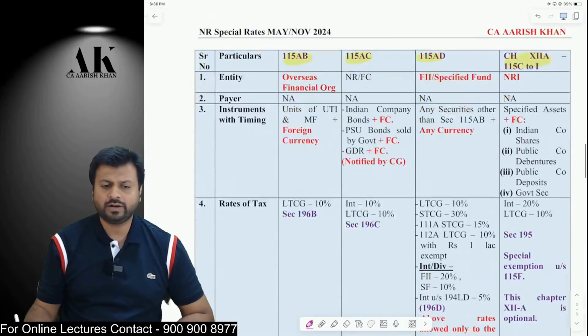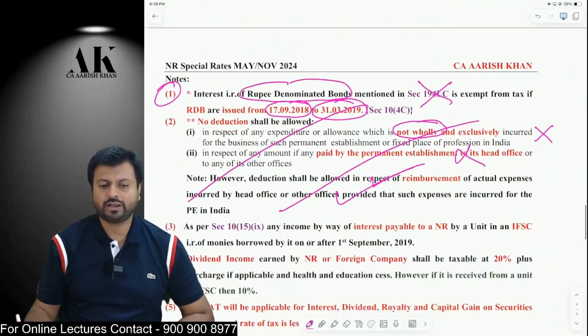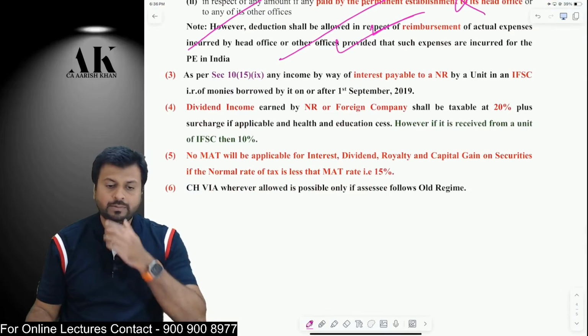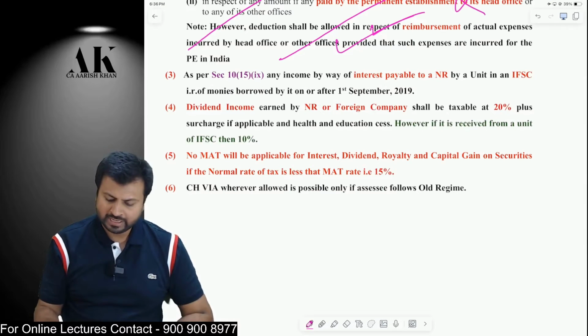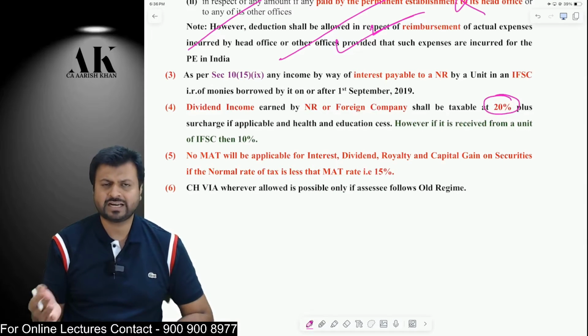Now, a few important points that I would like to say before I go ahead. Sir, what about dividend incomes? Remember, dividend incomes are also taxable under 115A only. If a non-resident or foreign company is earning some dividend, it is taxable at 20%, plus surcharge if applicable and cess.